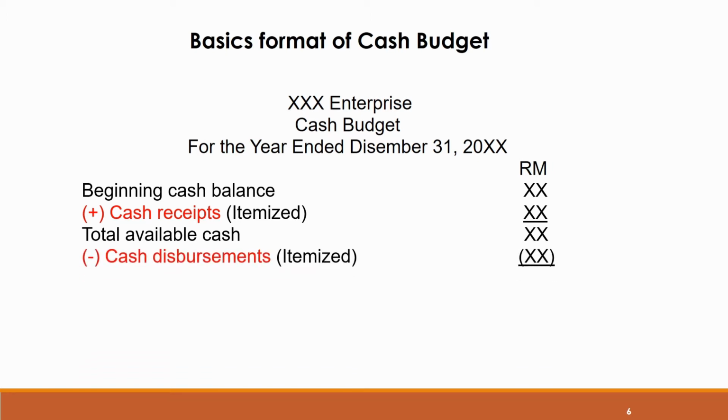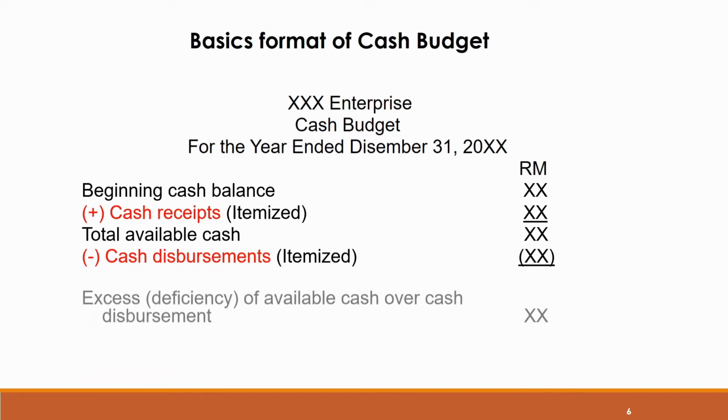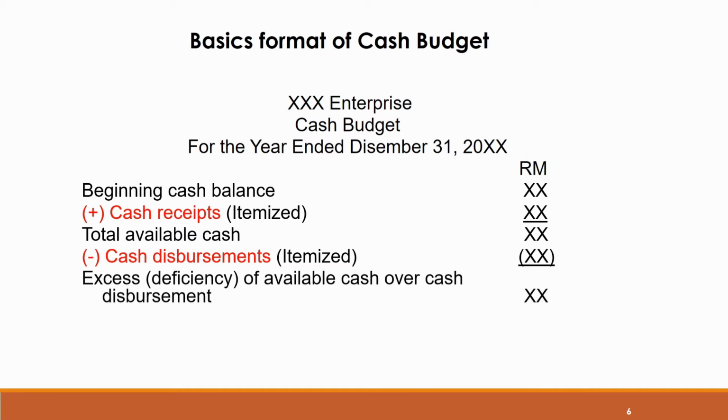Number 4, we have to record cash disbursements or cash payments. Number 5, we have to calculate the excess or deficiency of available cash over cash disbursements. Number 6, we have to record any financing from the question. And number 7, we have to calculate the ending cash balance.